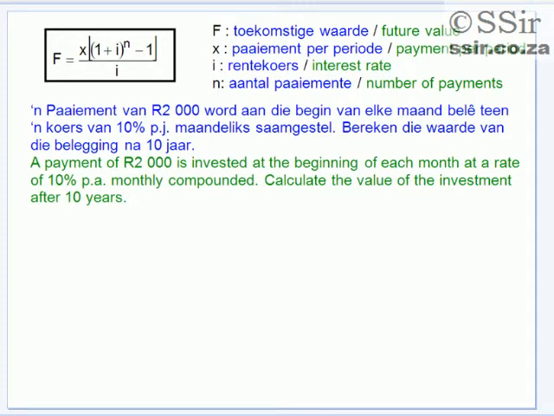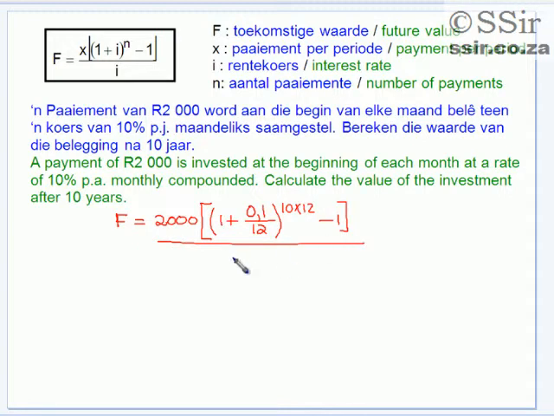A payment of 2,000 Rand is invested at the beginning of each month at a rate of 10% per annum, monthly compounded. Calculate the value of the investment after 10 years. Let's substitute our values in order to calculate the future value. 2,000 Rand is our initial investment. 1 plus 10% interest, so it's 0,1. It's monthly compounded, so divided by 12, and the period is 10 years compounded monthly, so we must multiply by 12 minus 1, and all of it divided by the interest rate, 0,1 divided by 12.